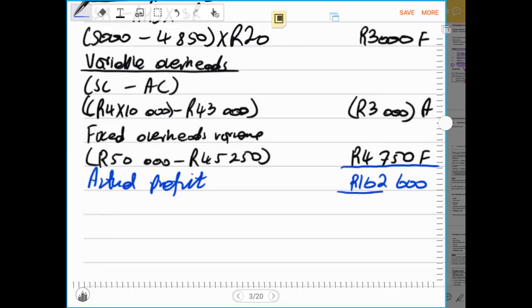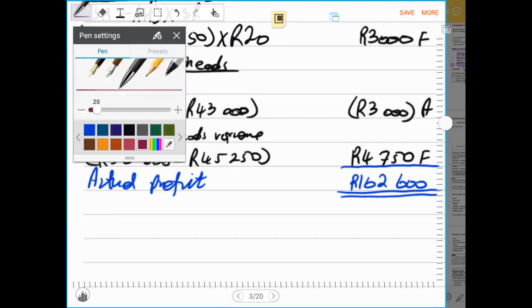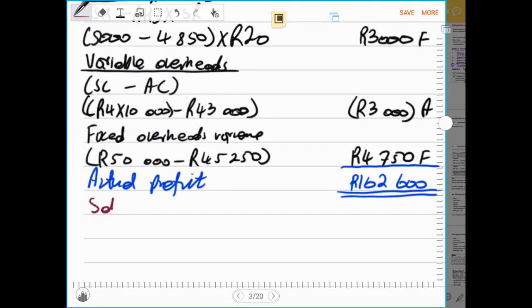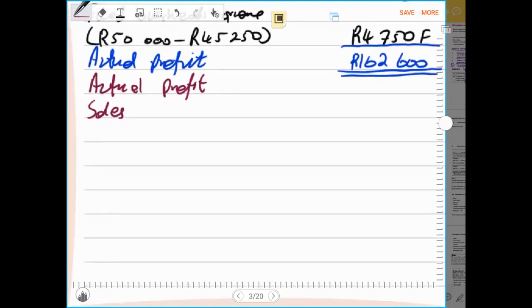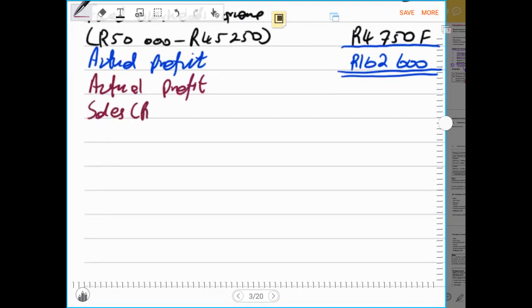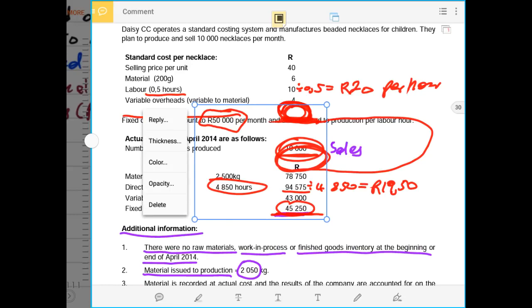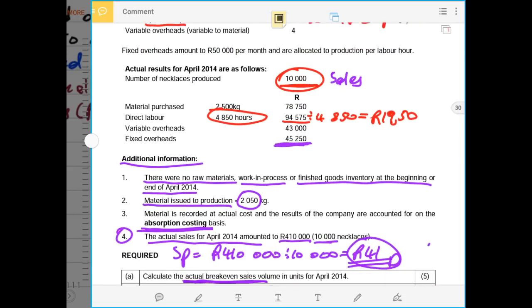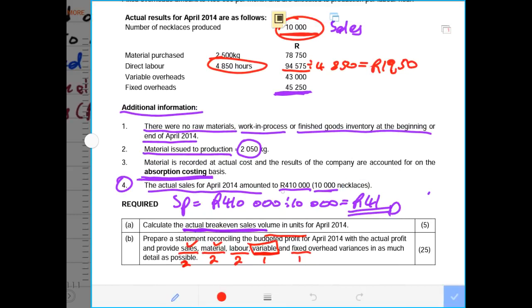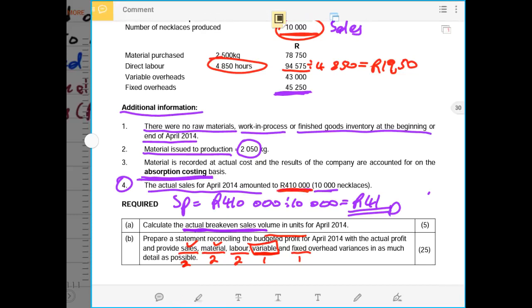If the actual profit is not like this, then something is wrong. So now let us do the actual profit. We know that our actual profit is made of sales. Let me write actual profit as a heading to show a different calculation. Our sales was given as 410,000, if you still remember. Let me check where those sales are. Yes, here at the bottom, we have sales actual as 410,000. There is nothing else to calculate.